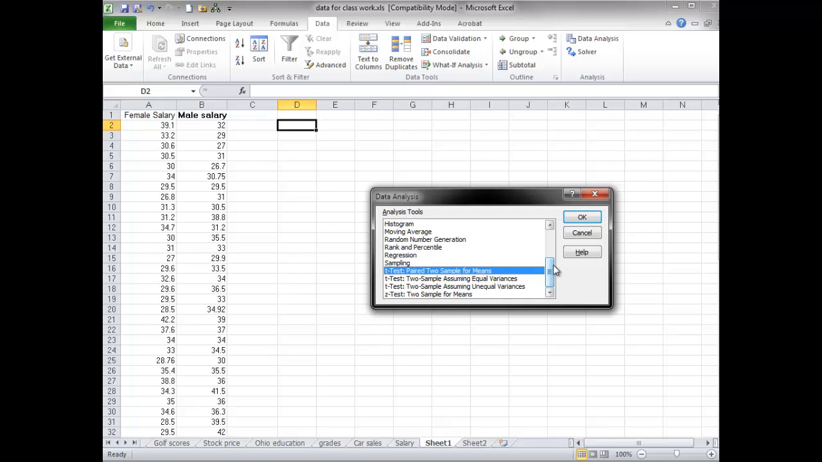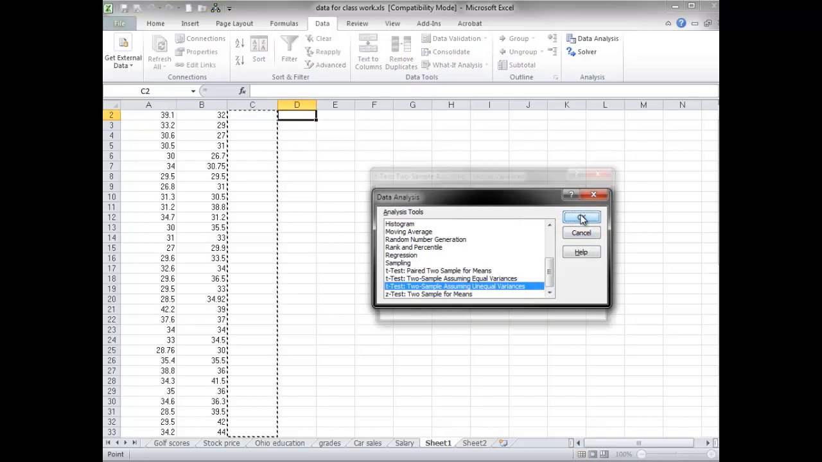So if you have a group of people who have been performing in a particular way, you record their performance and then you do something, maybe implement an incentive program or hire a new boss or something, and then you record their performance after the change. In a situation like that, you would have a paired two sample for means test because you have a single group who are being compared before and after they are paired. Okay, in our situation I'm going to use the two sample assuming unequal variances.